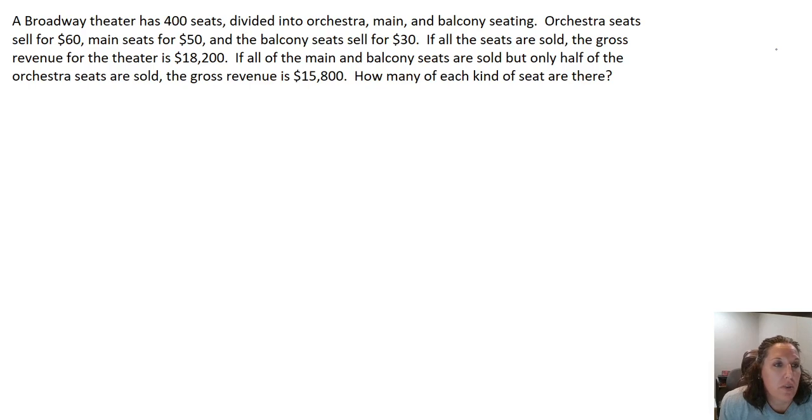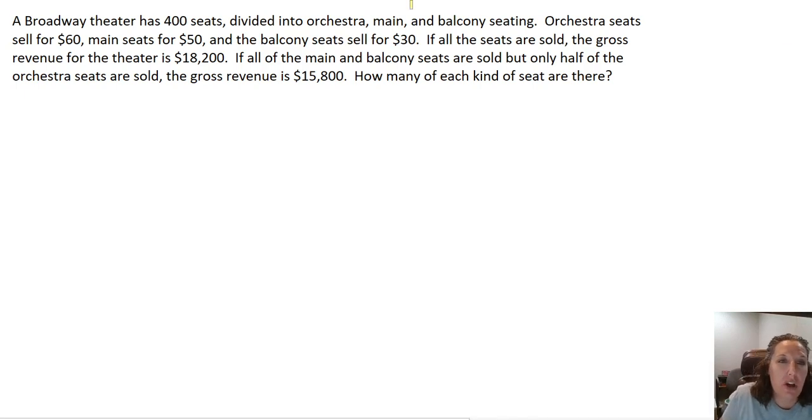All right, let's do another one. So this one we have a Broadway theater has 400 seats divided into orchestra, main, and balcony seating. Orchestra seats sell for $60, main seats for $50, and balcony seats for $30. If all the seats are sold, the gross revenue for the theater is $18,200. If all the main and balcony seats are sold, but only half of the orchestra seats are sold, the gross revenue is $15,800. How many of each kind of seat are there?